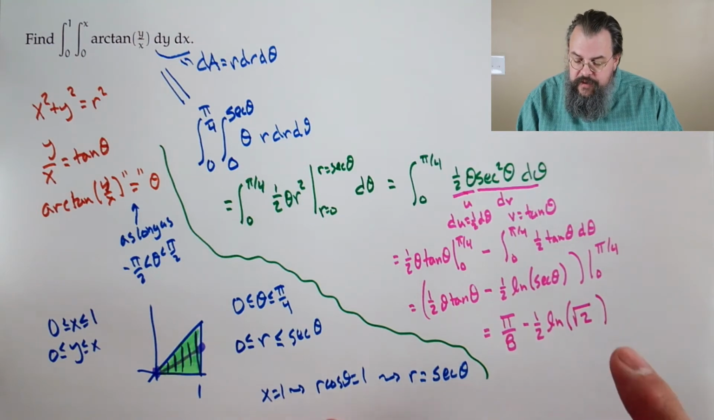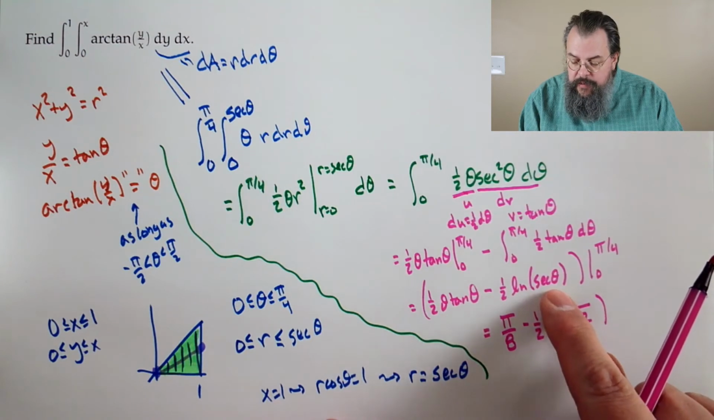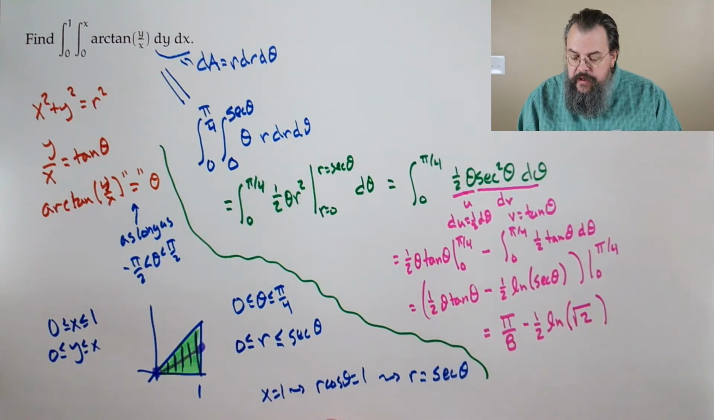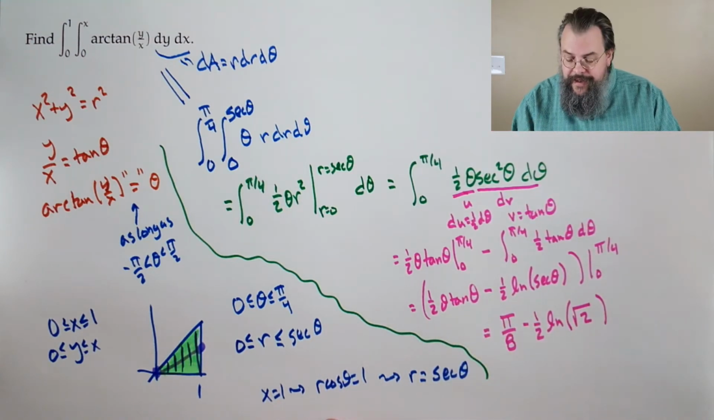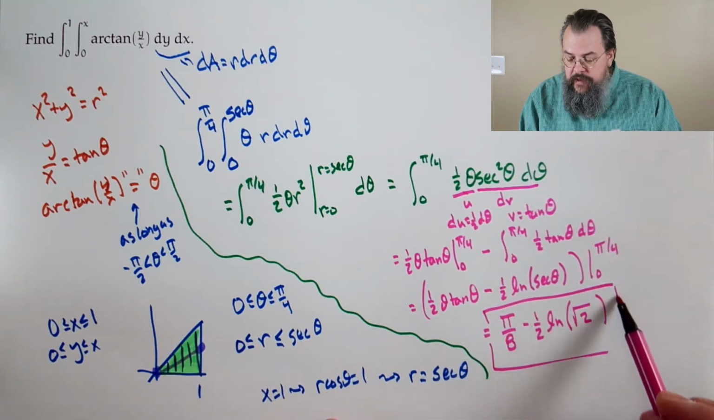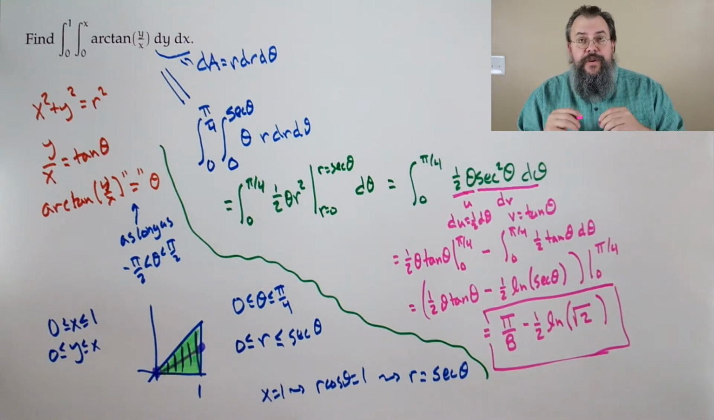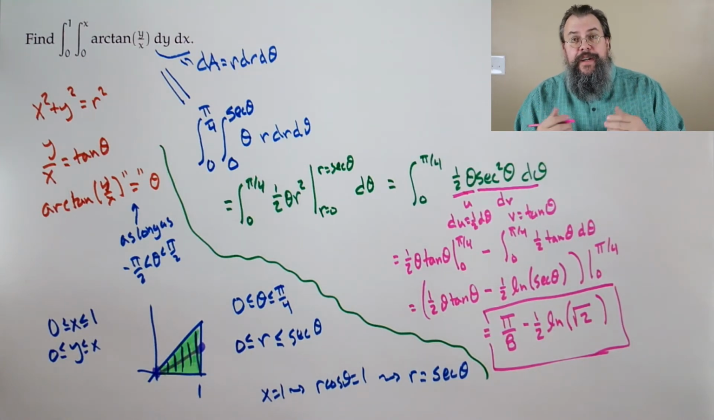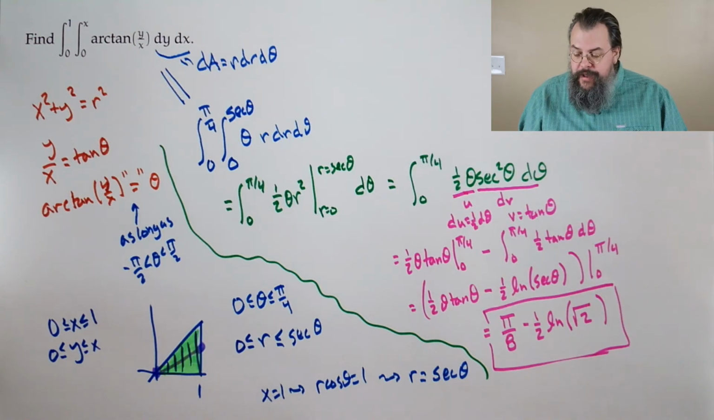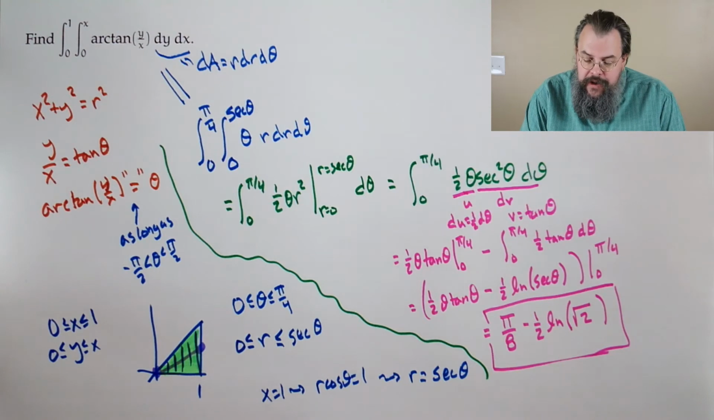And when we plug in 0, well, that's 0 times 0. Secant of 0 is 1, but log of 1 is 0. And so that's it. So there we go. Now, we could do various things. For instance, log of square root of 2, because it's 2 to a power, you can bring the power down in front. We won't do that, but it could be done. But there we go.